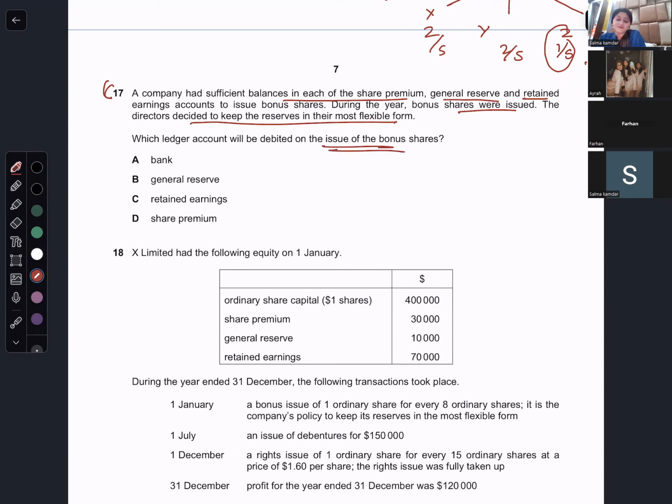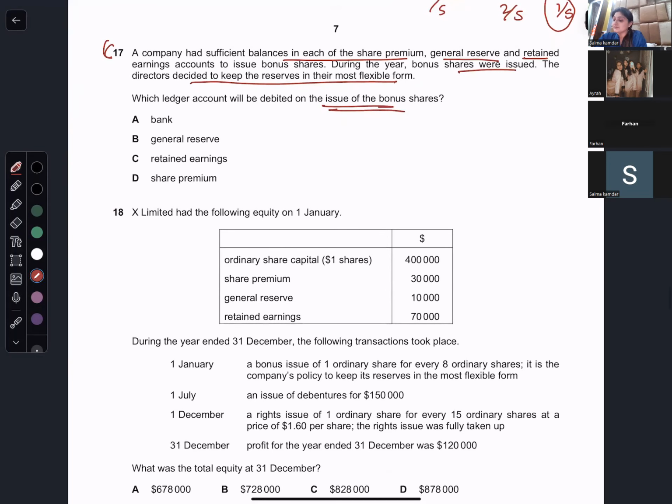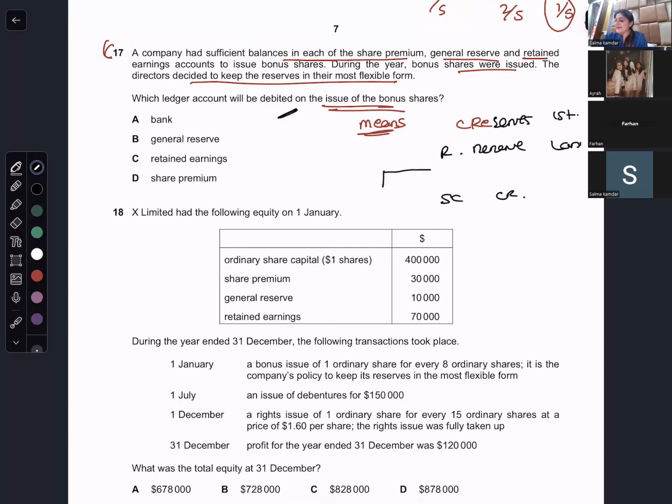So if you're keeping reserves in the most flexible form, what does that mean? It means you will use capital reserves first and you will use revenue reserves last. So if you're giving bonus shares, share capital will be credited. What will be debited? Share premium. Share premium is a capital reserve.